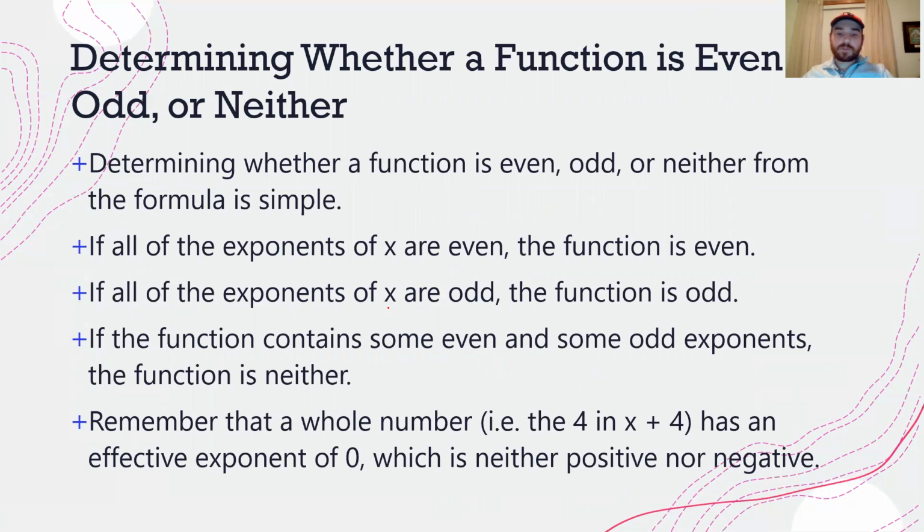And remember the whole number that I was talking about. If I have x plus 4, or x plus 5, this whole number right here has an effective exponent of 0, which is neither positive nor negative. So basically, if a function has a +7 or a -12 or a +1/2, if it has a number attached to it that doesn't have an x, it's neither. Because remember, x to the 0 equals 1. So +7 is basically +7x to the 0. And 0 is neither positive nor negative.